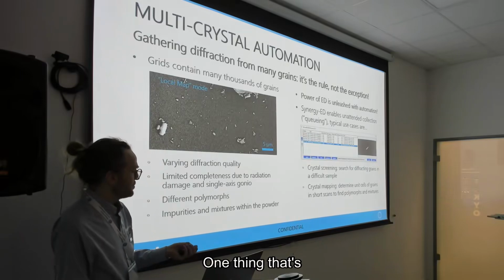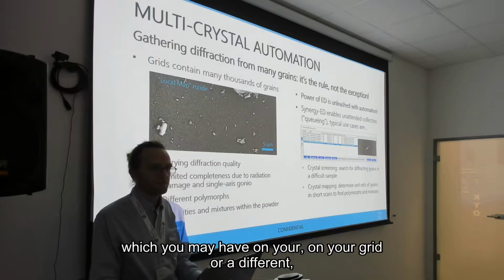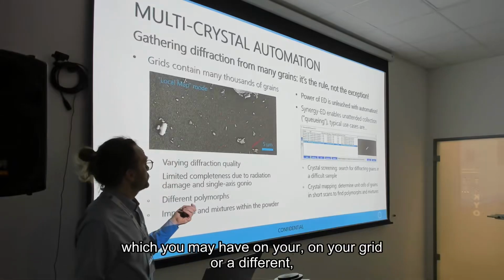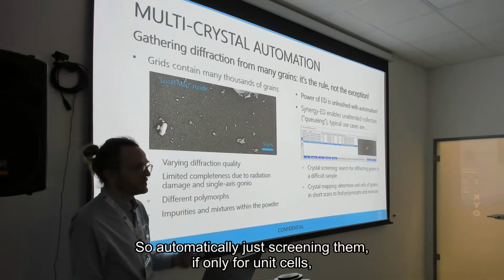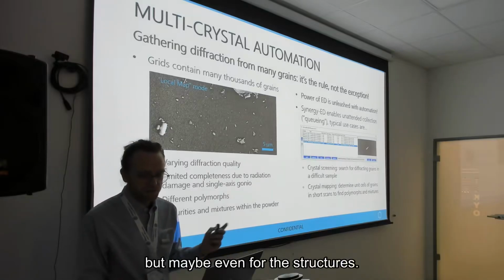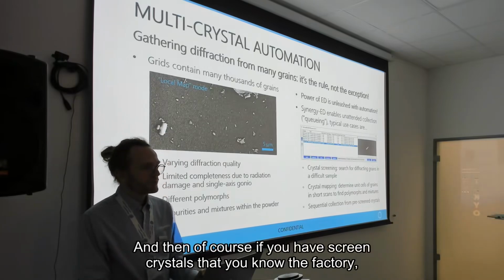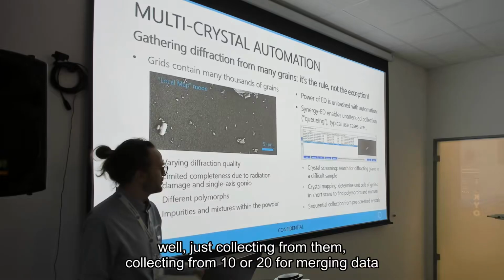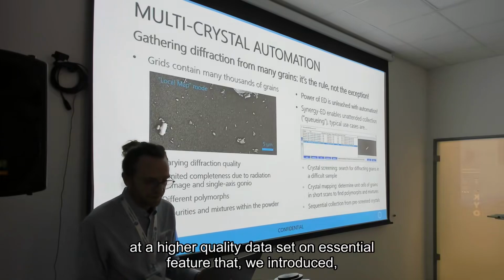One thing that's maybe even more relevant is mapping of different polymorphs which you may have on your grid, or different substances altogether. So automatically just screening them, if only for unit cells, but maybe even for the structures. But we'll talk about cells mostly. And then, of course, if you have pre-screened crystals that you know diffract well, just collecting from them. Collecting from 10 or 20 for merging data, to get a higher quality data set.